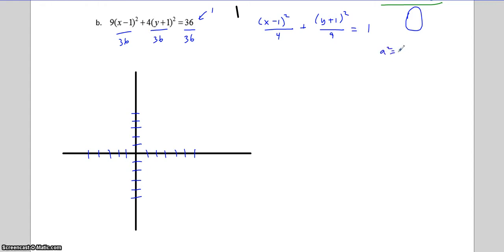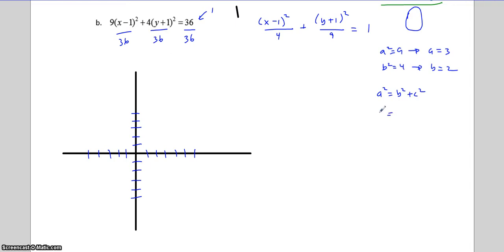So a squared will be 9, leaving us with a equals 3. That's going to be our major radius. And then we have b squared equals 4, which gives us b equals 2. And then we also need to get c squared, and for the ellipse, remember our equation is a squared equals b squared plus c squared. And again, the foci are inside the ellipse. That's how I remember that the a squared has to be the biggest term, because a is the major, and so c is smaller than it.